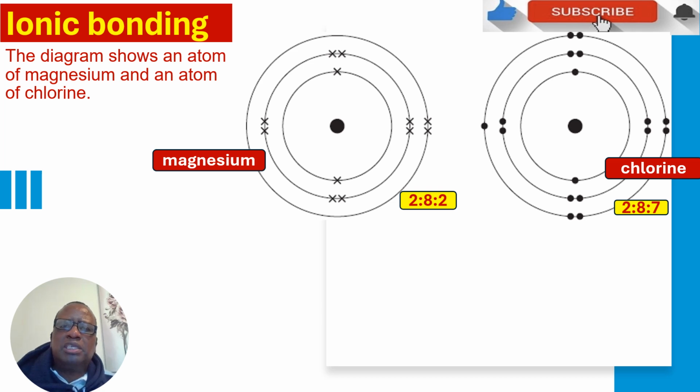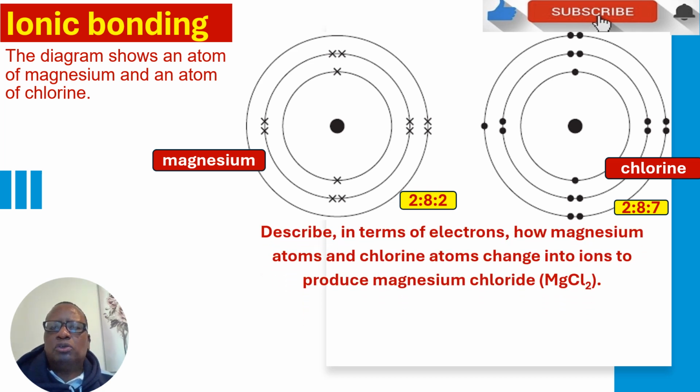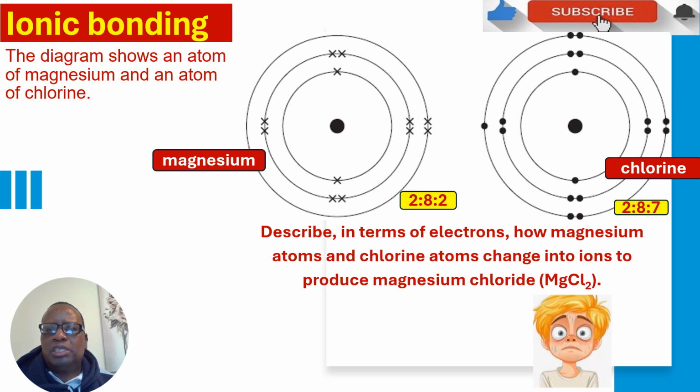Now the actual question for the student was: describe in terms of electrons how magnesium atoms and chlorine atoms change into ions and produce magnesium chloride. The student was sweating about those 4 marks. Let's go.